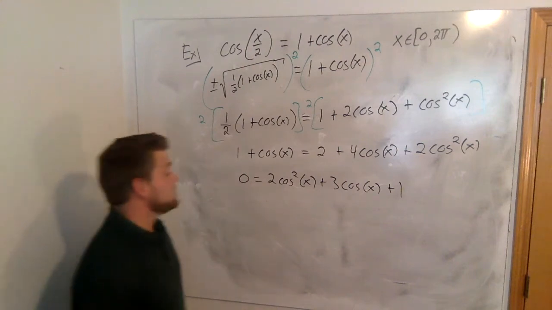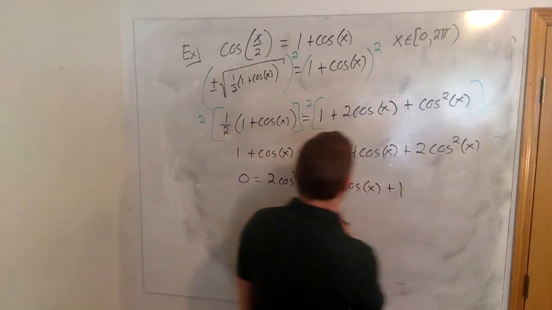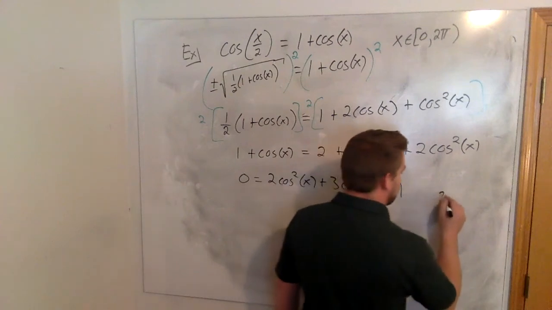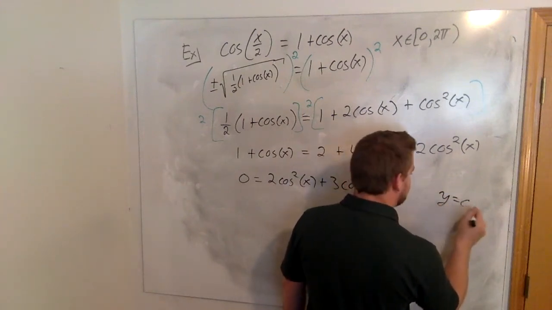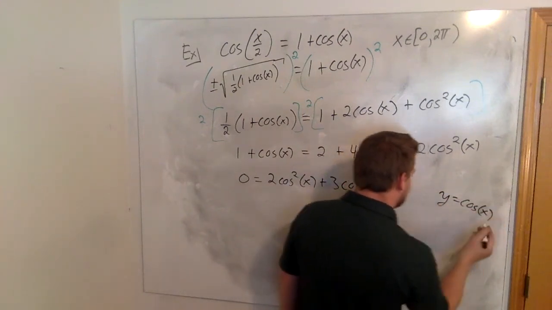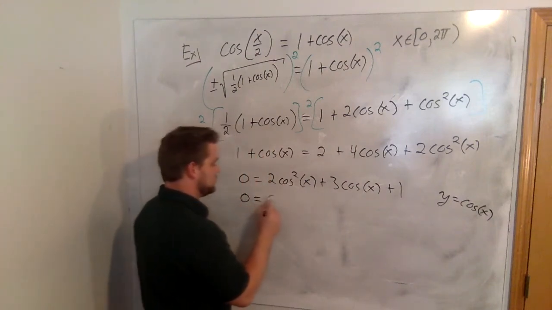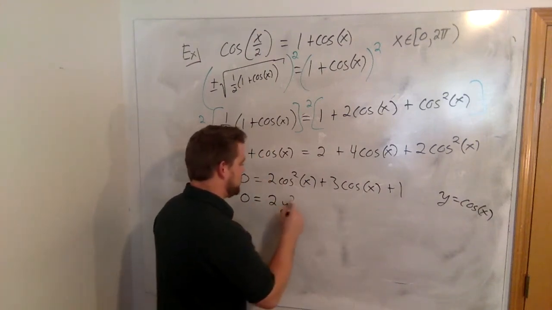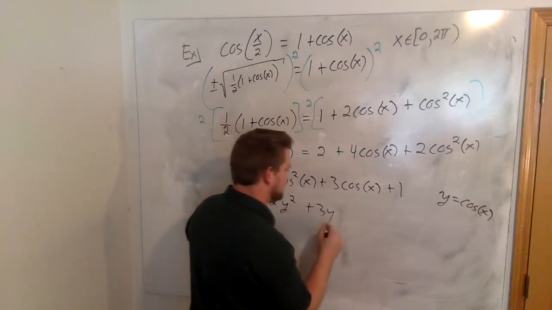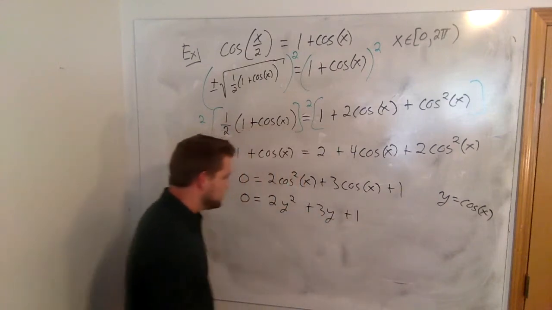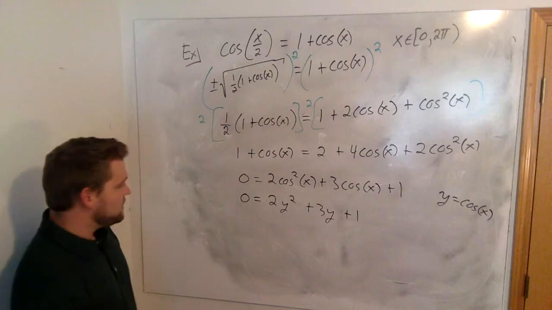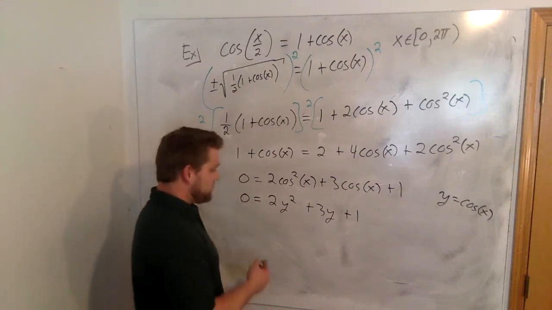If you would like, we can make a substitution from here. This is something that's quadratic in form. So we could let y be equal to the cosine of x. You don't have to do this if you don't like to. I think it just makes it look a little nicer. 2y squared plus 3y plus 1. Okay, we need to go ahead and factor this. I mean, you could use the quadratic formula if you'd like, but let's try and factor it by hand.